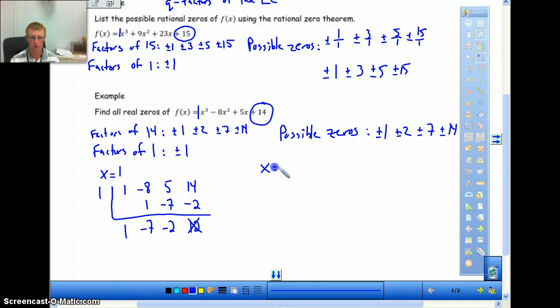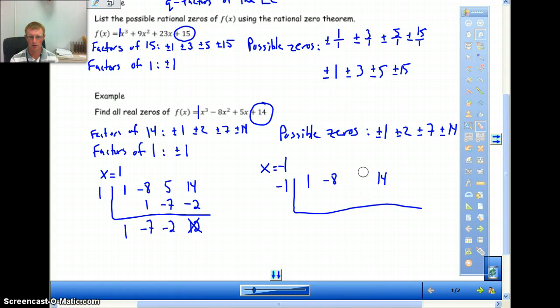Let's do x equals -1. So we're going to put -1 on the outside, and on the inside we still have our 1, -8, 5, and 14. Pen is messing up again. I apologize.